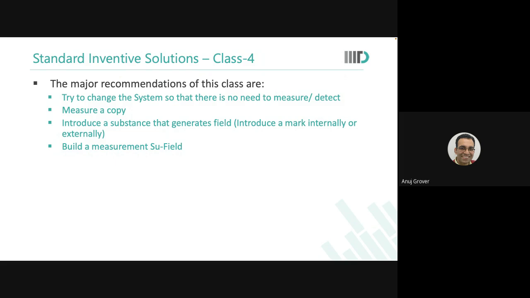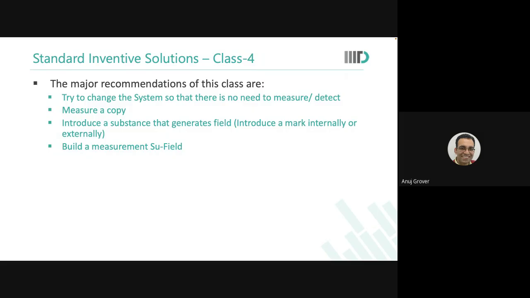Introduce a substance that generates a field. For example, I want to detect whether a refrigerant is leaking. Suppose I want to detect if there is gas leakage in my home. How do you detect that? Do you know methane is odorless? So what have we done? We have added hydrogen sulfide to it. It has a very pungent smell. As soon as gas leaks, hydrogen sulfide also leaks, and we are able to smell it. So that's a very important principle to detect.